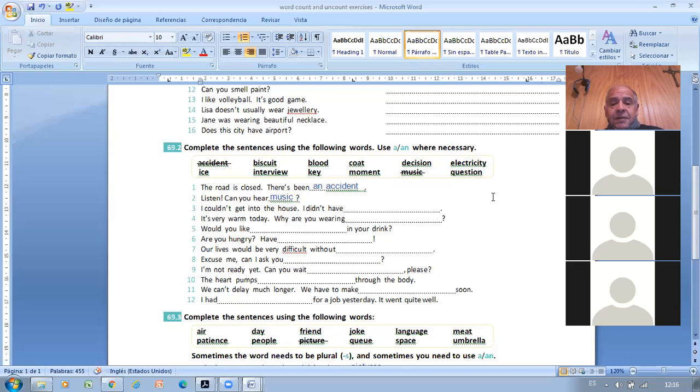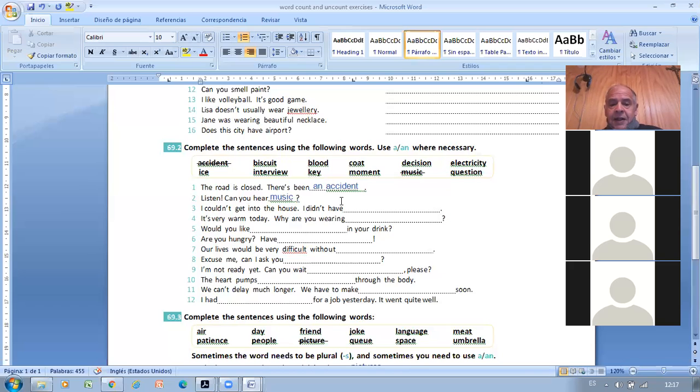Okay. So for example, in the other case, Millaray, I couldn't get into the house. I didn't have what? I didn't have. You have to choose. Keys? Okay. Key. Yeah. Key. But is key countable or uncountable? What do you think? Can you say key? Countable. Yeah.